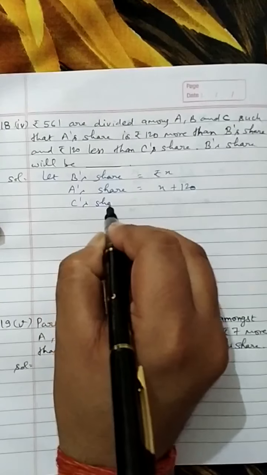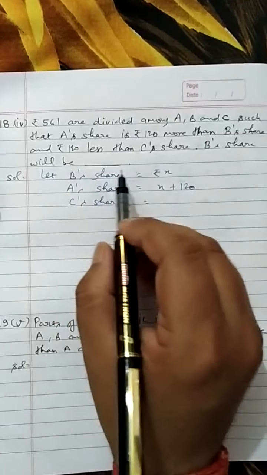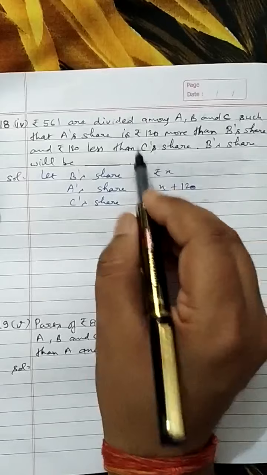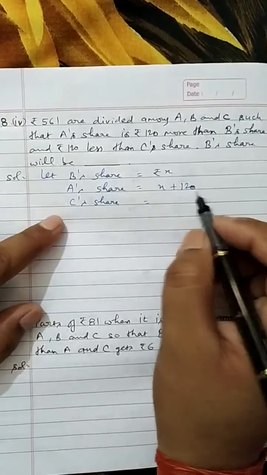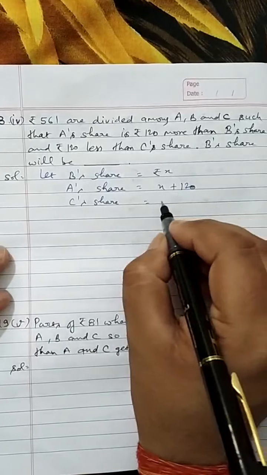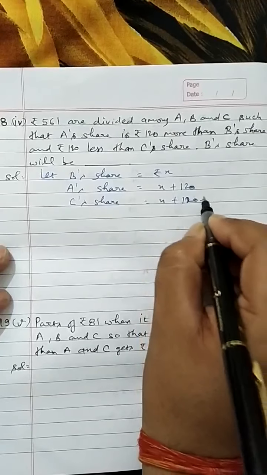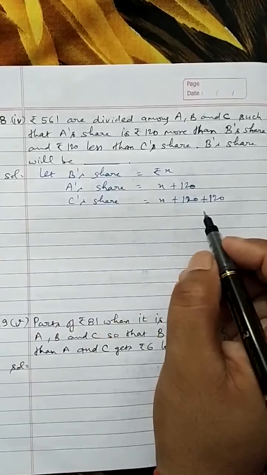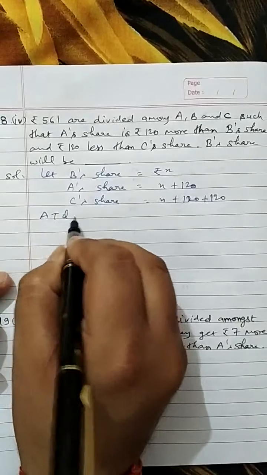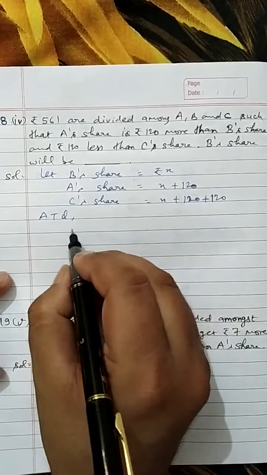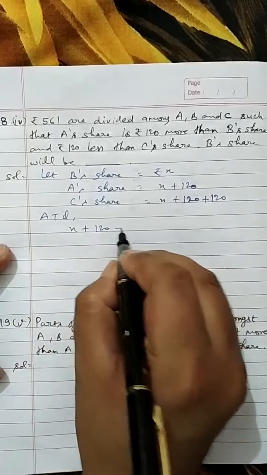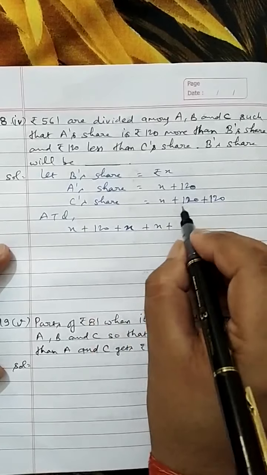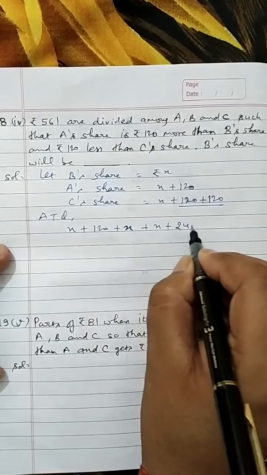Now C's share we have to write. It is given that A's share is also 120 less than C's share, so C's share will be 120 more than A's share. So we will add 120 more on C. So C will have the greatest value. According to the question, A's share is X plus 120, B's share is X, and C's share is X plus 120 plus 120, which is 240.